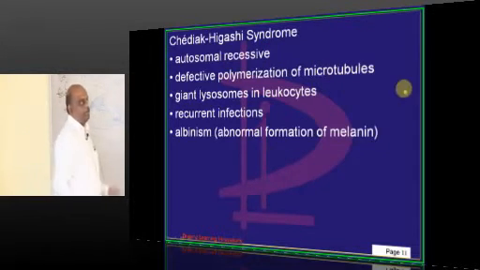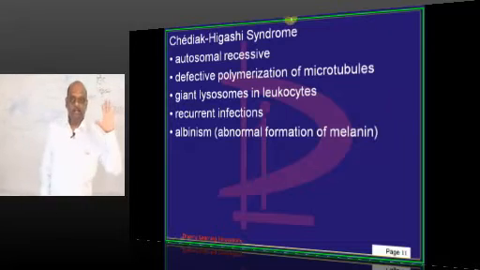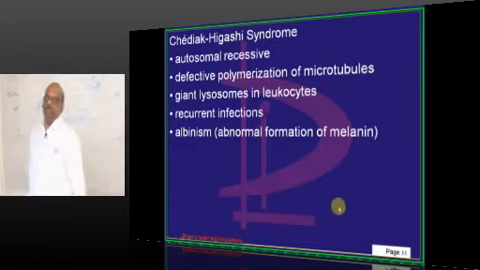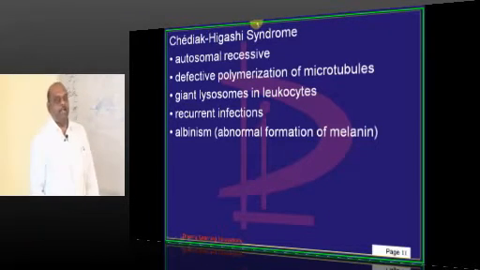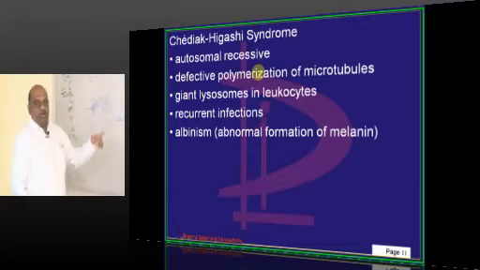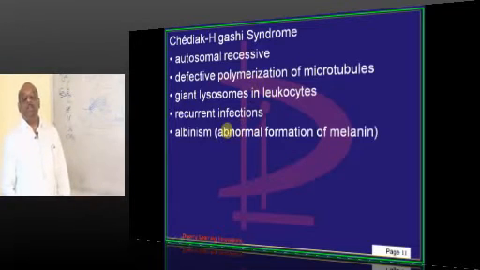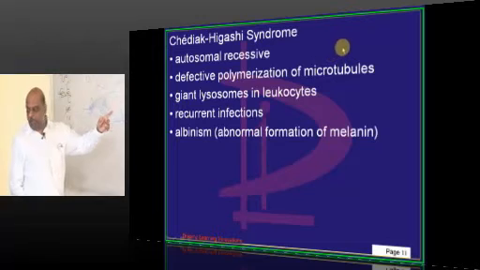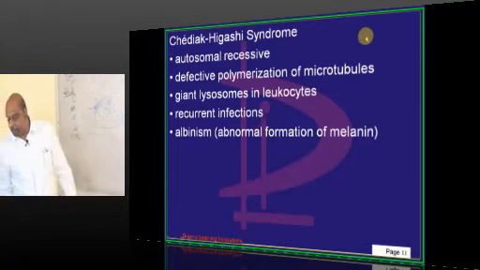I told you to read eight primary immunodeficiency disorders. You should read. It is an autosomal recessive. What is the problem in Chediak Higashi? There is a defective polymerization in microtubules.